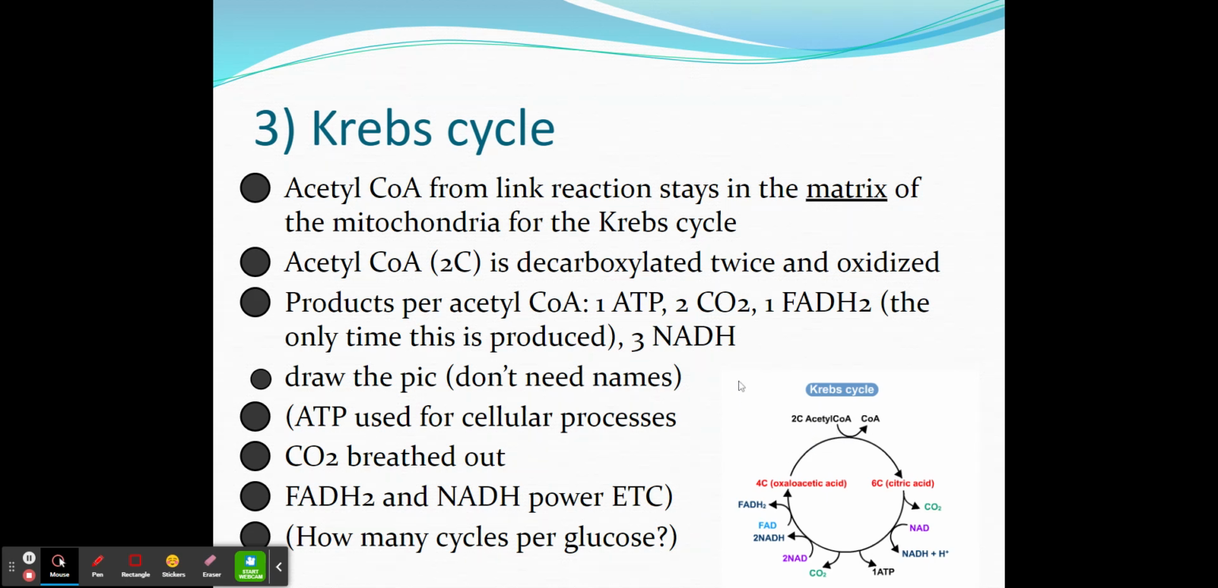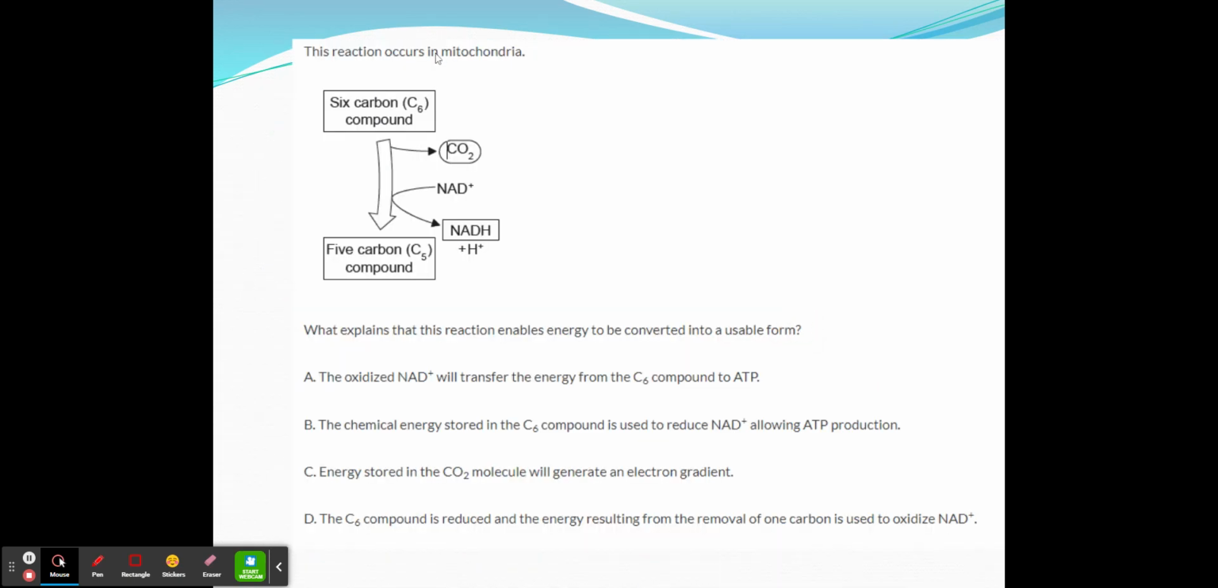2 acetyl-CoAs. Okay, that's not what this 2 stands for here. This means each acetyl-CoA has 2 carbons. So if you run this cycle twice, that's what you can get per glucose. So per glucose, you get 2 ATPs, 4 CO2s, 2 FADH2s, and 6 NADHs. Okay, so you would double it per glucose because you get 2 acetyl-CoAs per glucose.